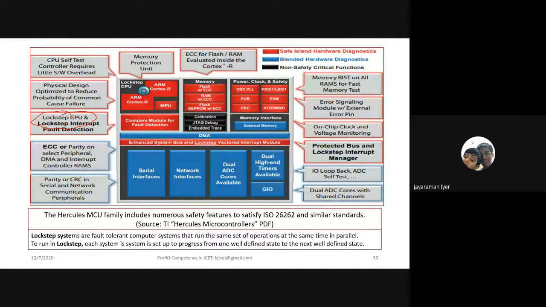Lockstep systems are fault-tolerant computer systems that run the same set of operations at the same time in parallel. To run a lockstep, each system is set up to progress from one well-defined state to the next well-defined state. There is no indeterminate state at all. It is one state to the next state. Both are static, both are stable states, not unstable. Not quasi-stable. That's what it is.